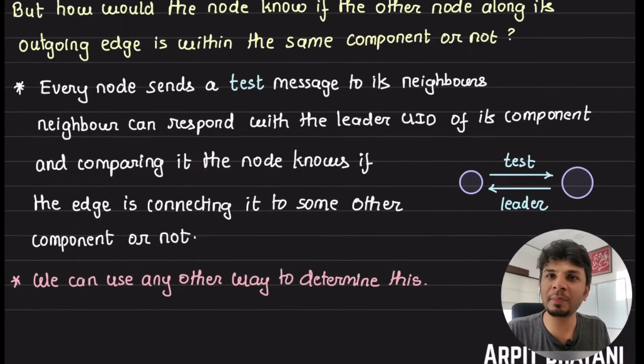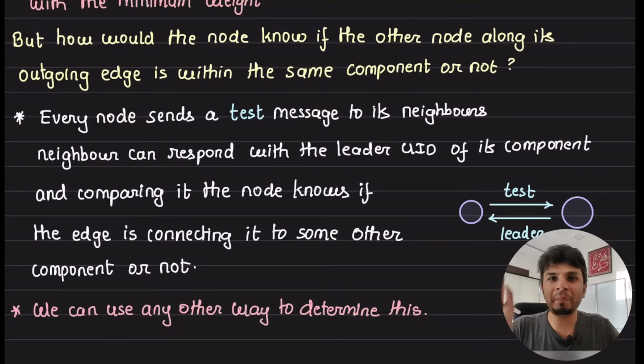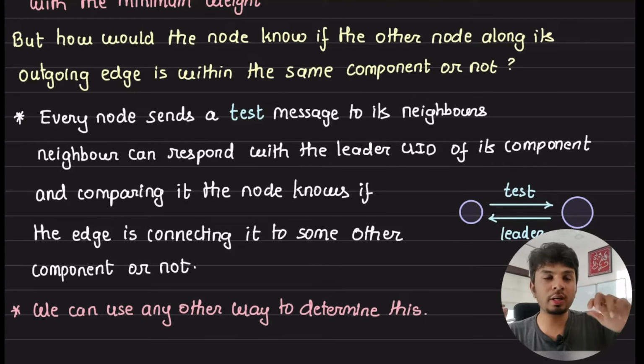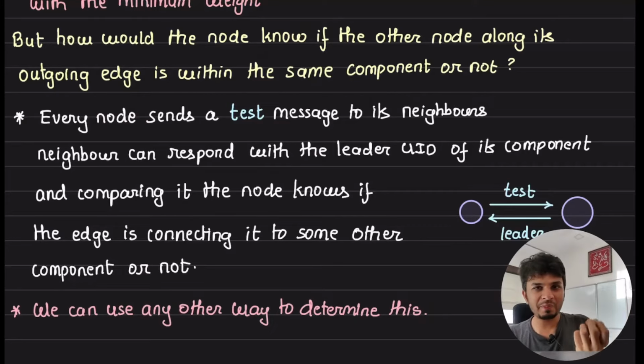Now, if the leader matches, both of these nodes are part of the same component. If the leader UID varies, then they're part of different components, and that's how a node would know that this particular edge that took me to this particular node is connecting me to a different component. And this is how a node would know that one of my edges, or this exact edge, is connecting our component to another component, hence it is an outgoing edge to a different component. So for all such edges, it would need to know the minimum of it, right?